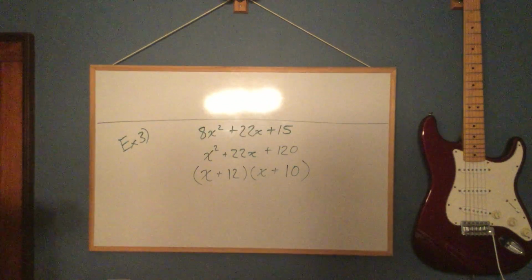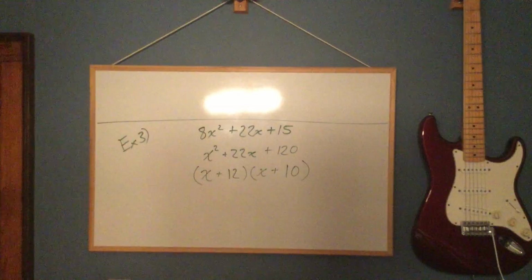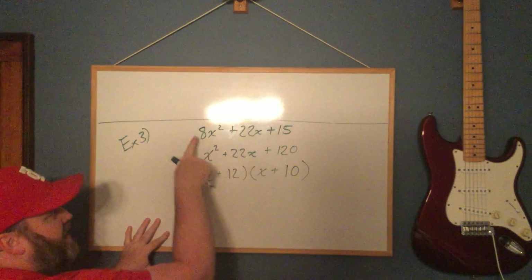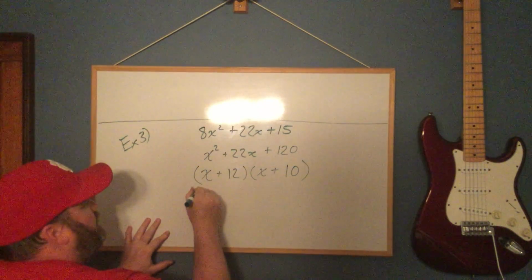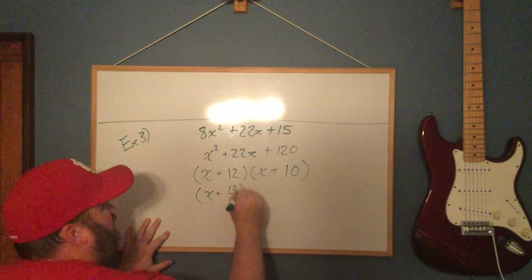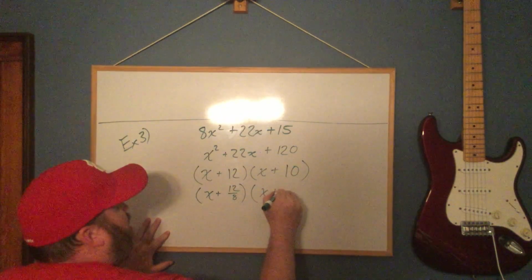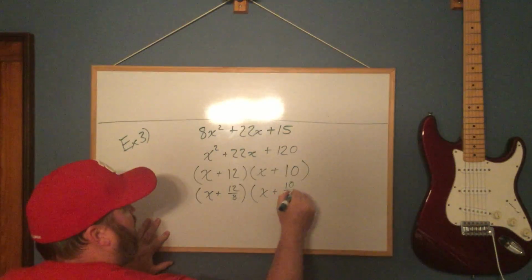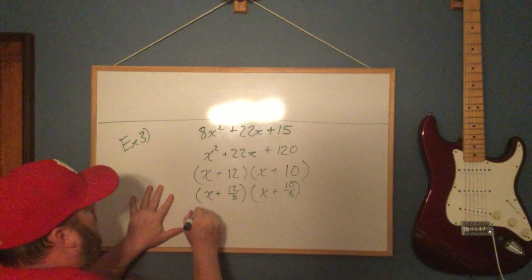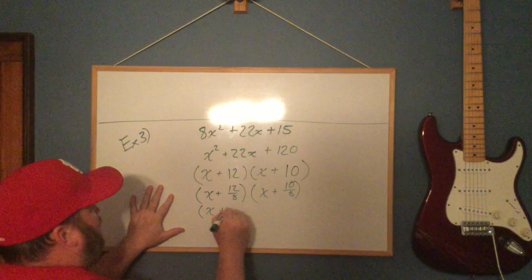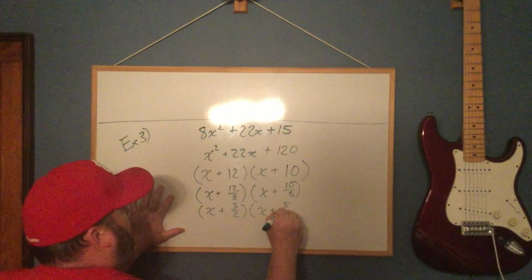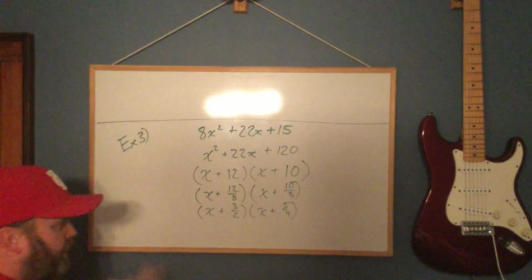Okay. Now, take these two numbers and divide them by a. So I get x plus 12 over 8 and x plus 10 over 8. Reduce those fractions. So that's x plus 3 halves and x plus 5 fourths.